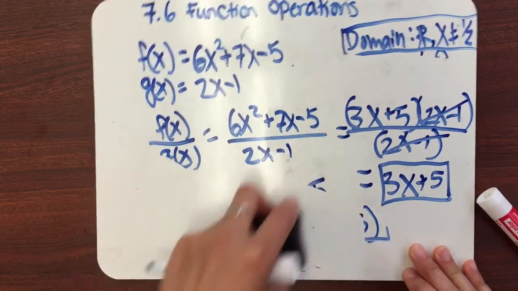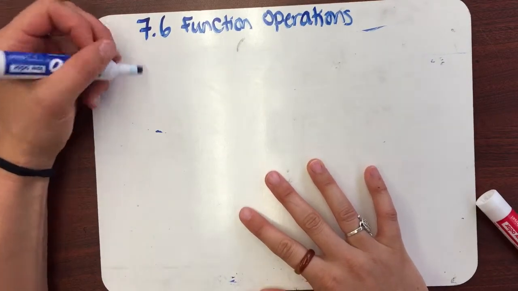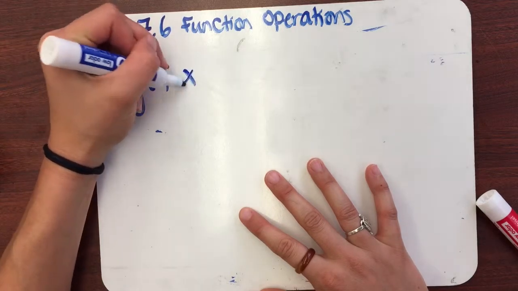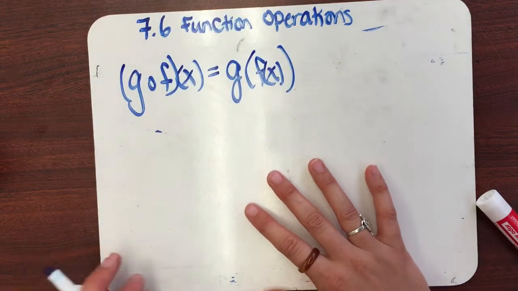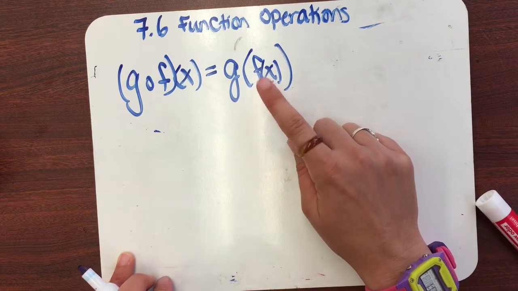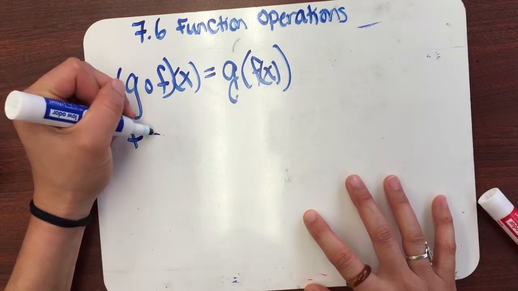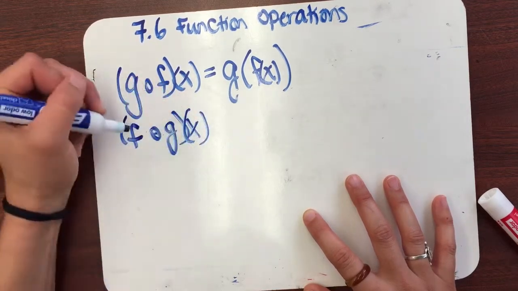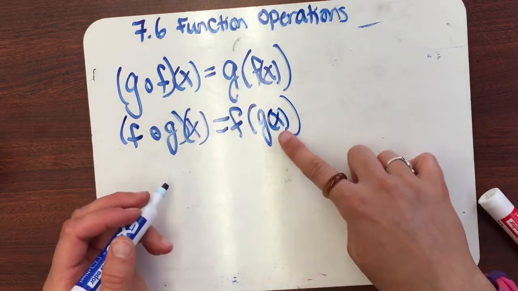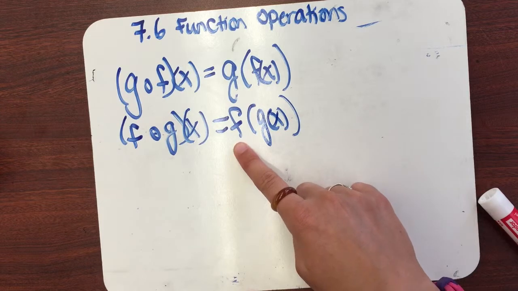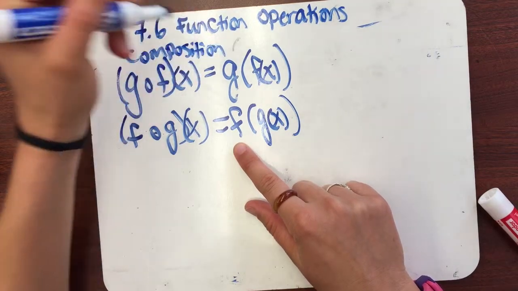Okay, moving on to the composition of functions. If something is written as g of f of x, you're going to first evaluate the inner function, and then use that answer as your input for the outer function. We also have f of g of x. This is the composition of functions, not multiplying. For this one, you would first evaluate g of x, and whatever you get for that, you'll plug into f of x. And these are called the composition of functions.